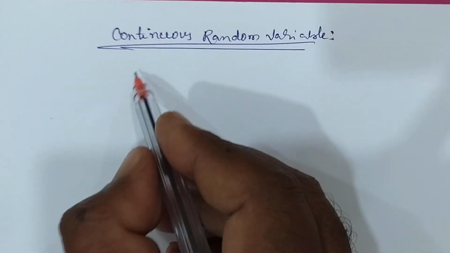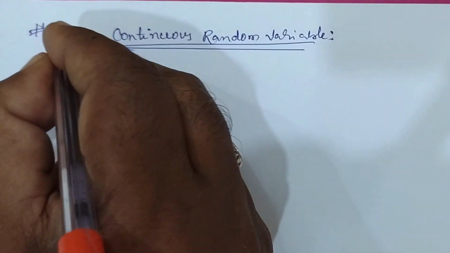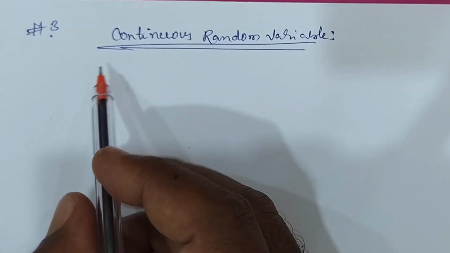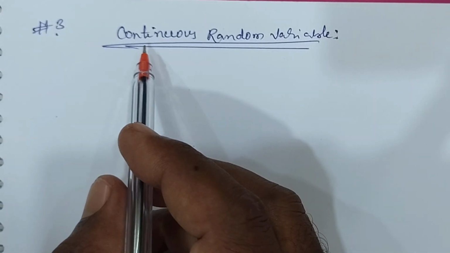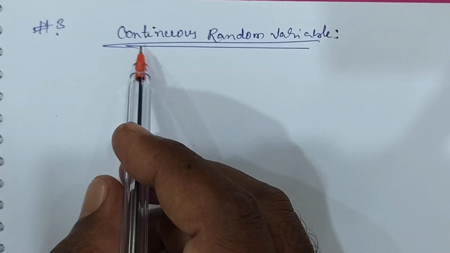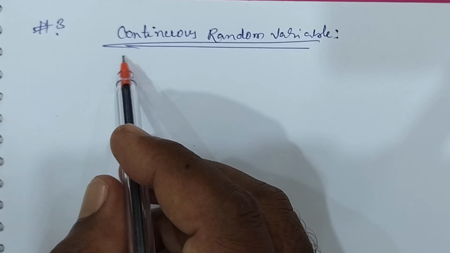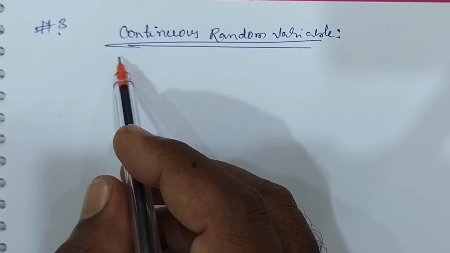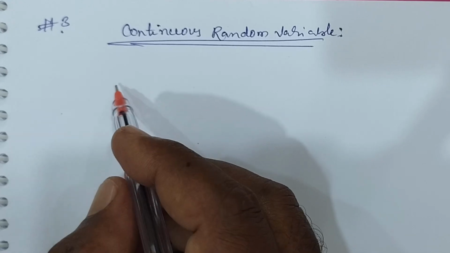So next class, continuous random variable. It is the third class. In the previous class, we covered the definition of random variable and types of random variables. And in the last class, we discussed the discrete random variables. We solved two problems in discrete random variable. Now, continuous random variable.